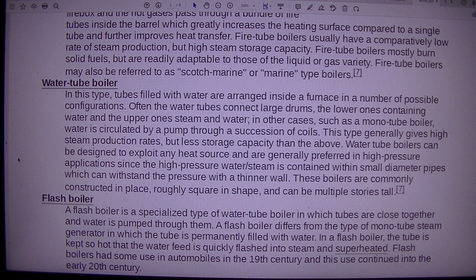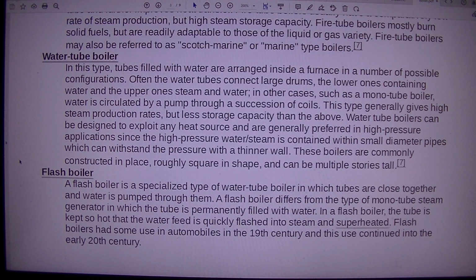Water tube boiler. In this type, tubes filled with water are arranged inside a furnace in a number of possible configurations. Often the water tubes connect large drums, the lower ones containing water and the upper ones steam and water. In other cases, such as a monotube boiler, water is circulated by a pump through a succession of coils. This type generally gives high steam production rates, but less storage capacity than the above.